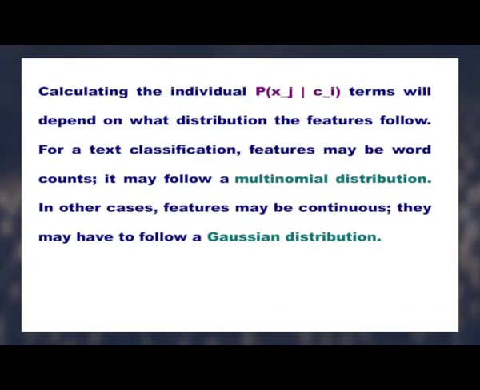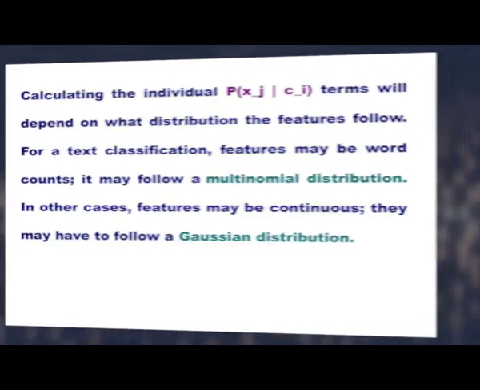Calculating the individual probability of xj given Ci terms will depend on what distribution the features follow. For text classification, features may be word counts, which may follow a multinomial distribution. In other cases, features may be continuous, and they may follow a Gaussian distribution.